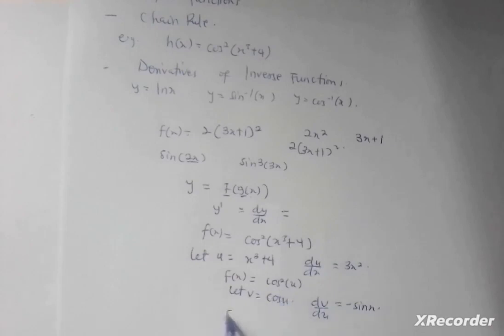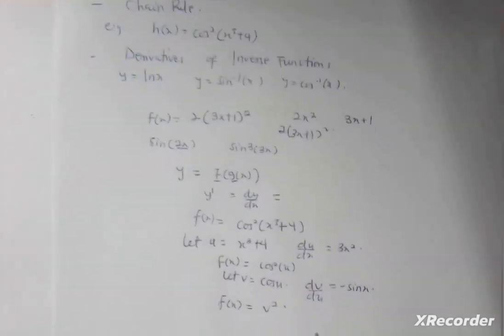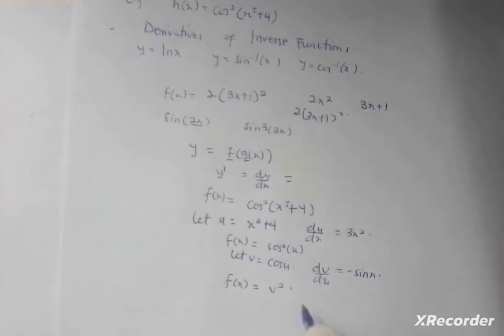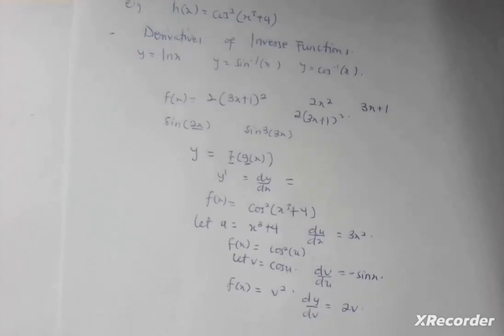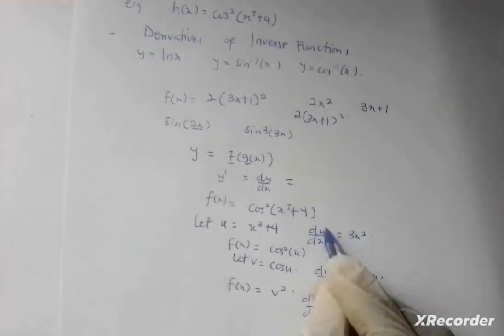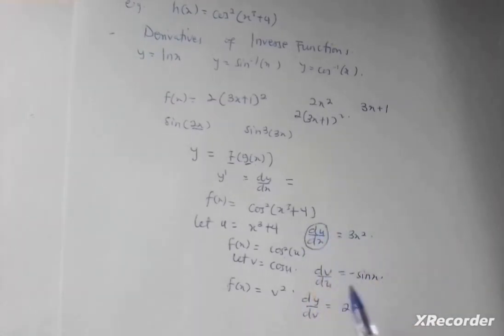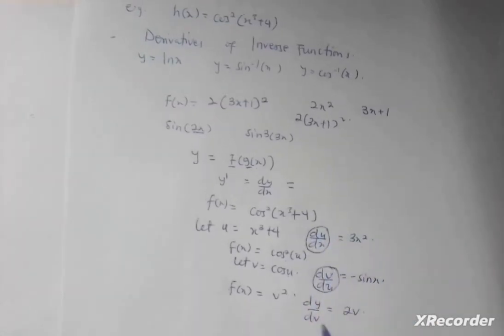So right now, my f of x is simply equal to v squared, because v is cos u and it is v squared here. So once I have v squared, I can go ahead and find dy over dv to be equal to 2v. So now let's see, I'm having du over dx as 1, dv over du as 2, then dy over dv as 3.